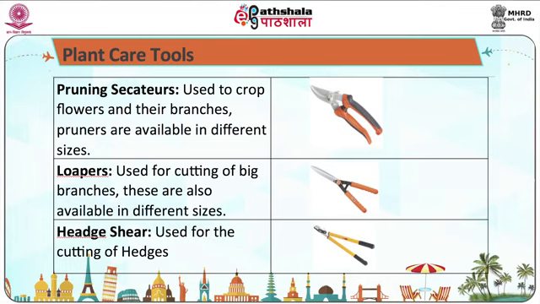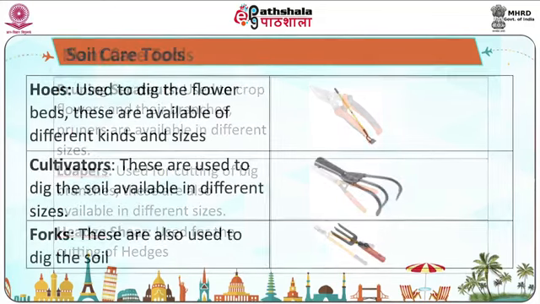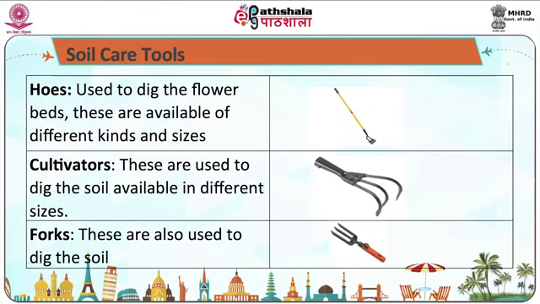Then loppers are also used for the maintenance of the plants. These are used for cutting big branches. These are also available in different sizes. Then hedge shears. These are used for the cutting of the hedges. Trimming shears. These are small scissors used to cut the leaves and small branches.